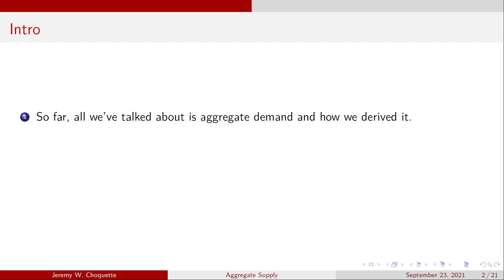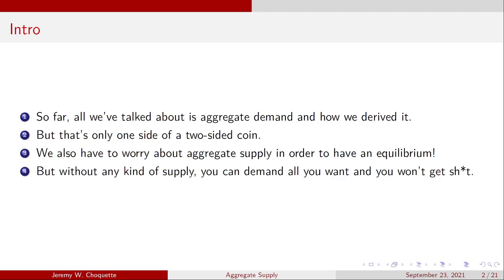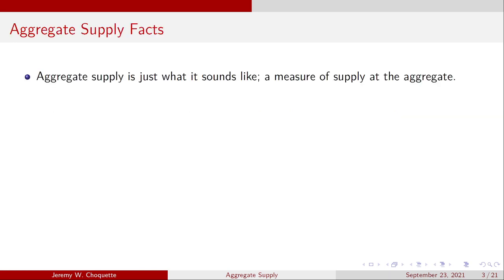So really all that we've talked about so far is aggregate demand. We talked about how we derived it both graphically and algebraically. But that's only one side of a two-sided coin because we also have to worry about aggregate supply in order to actually have an equilibrium, because you can really demand all that you want, right? You want all this cool stuff, but if there's nothing supplying it, then you're not going to get a thing. So let's talk about a couple of facts about aggregate supply.